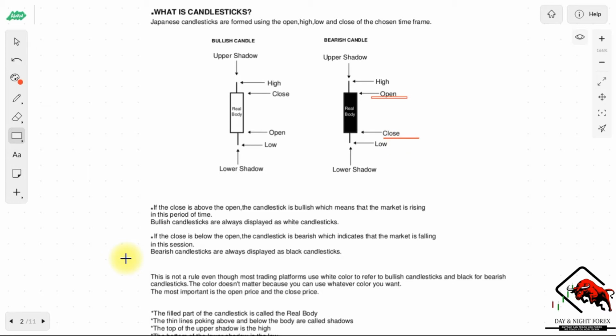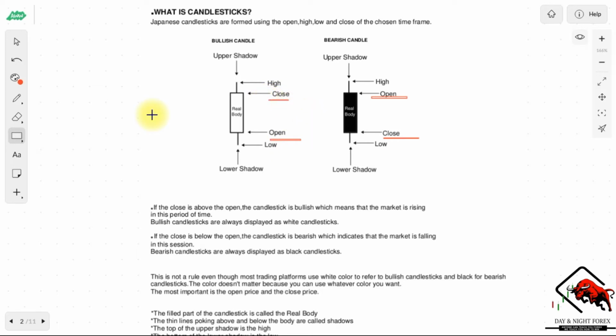But again, this is not a rule, even though most trading platforms use white to refer to bullish candlesticks and black for bearish candlesticks. The color doesn't matter, because you can use whatever color you want for both candlesticks, just to separate the bullish and the bearish ones, right? The most important things are the open price and the close price, because those two determine whether the candlestick you're seeing is bearish or bullish.